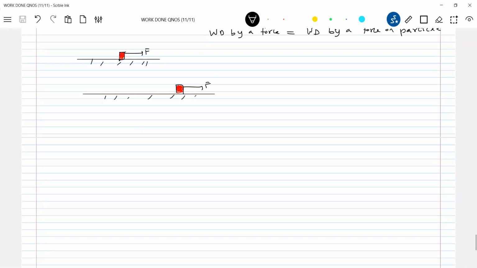Then internal forces can do work. One more last idea, internal forces. Rather than giving some theoretical things, let me give one numerical so it will be easy for you. Already we have done this in the friction chapter. Let me take that as an example.